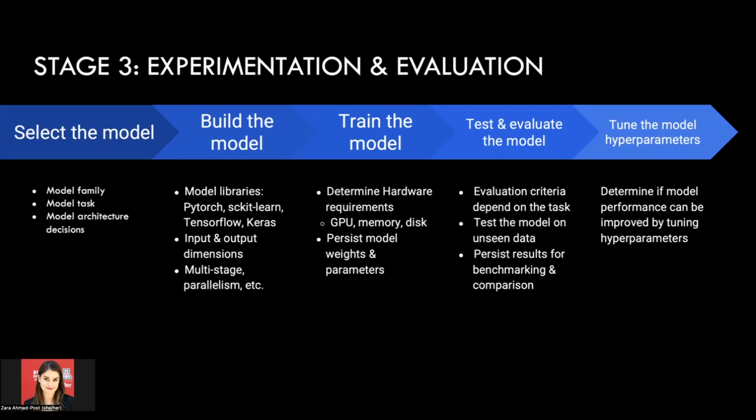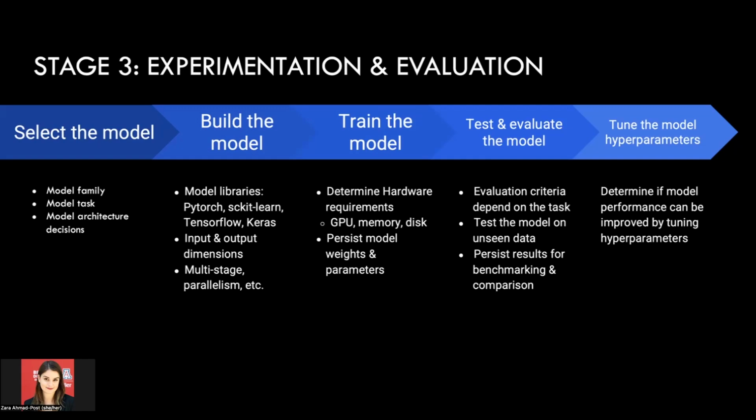Then we want to define our model task very clearly. So this supervised classification model is going to do X. It will classify these new data points into fraudulent or not fraudulent. And then we'll make some key model architecture decisions as a result of the family that we've chosen.